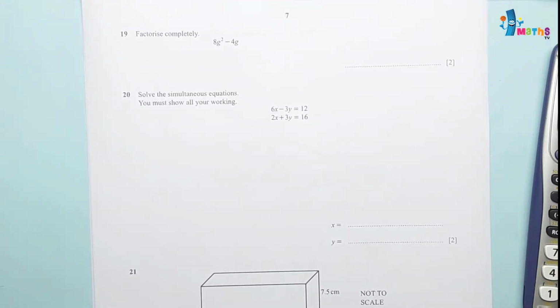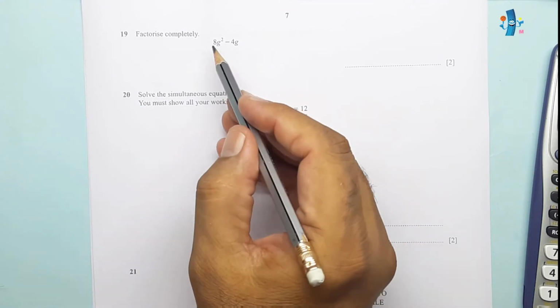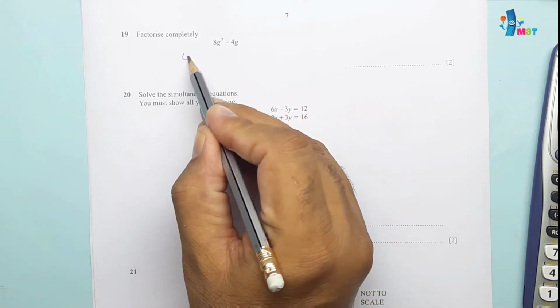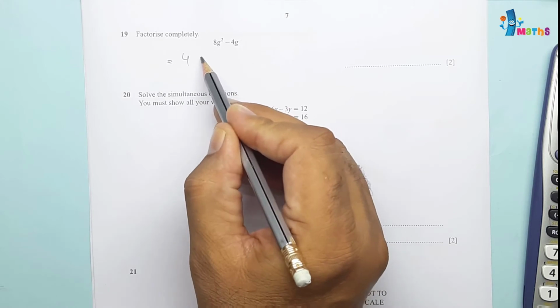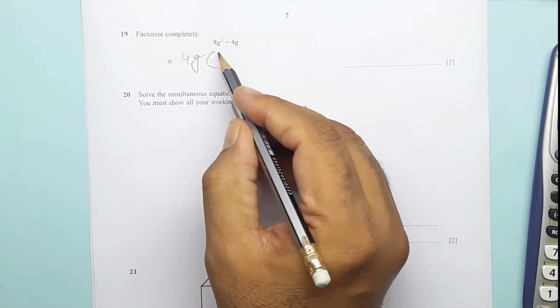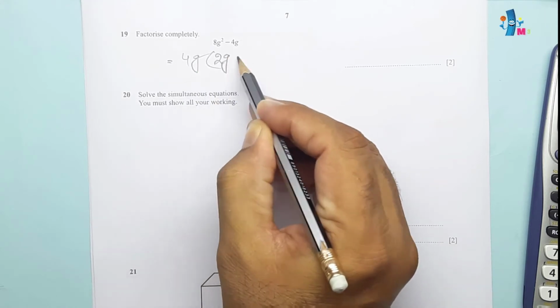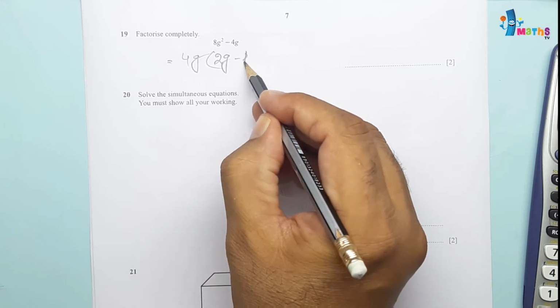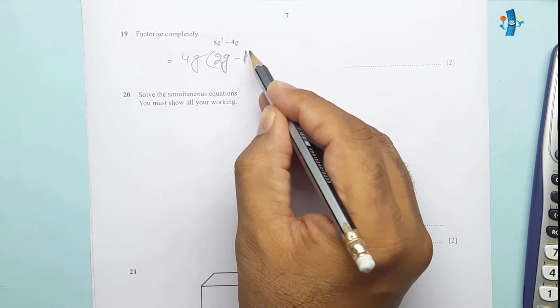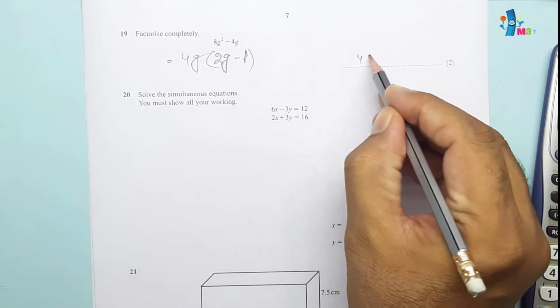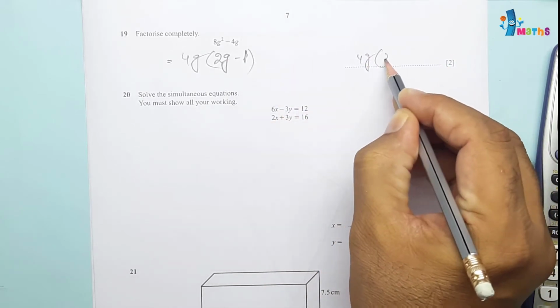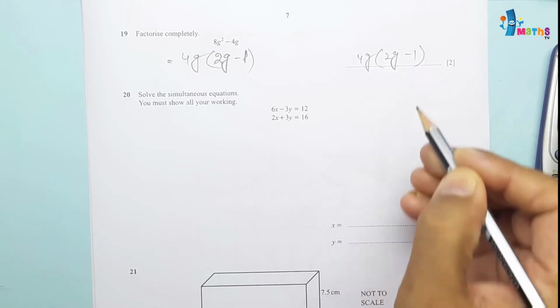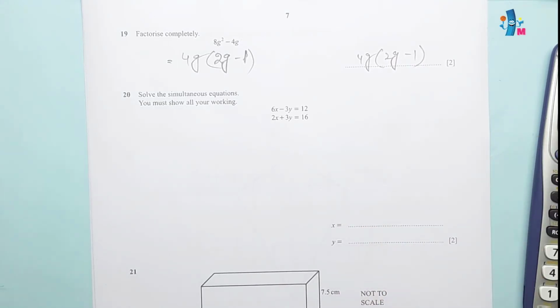Next, question number 19. Factorize completely. Check what is common in both. So 4 is common in both, and g is also common in both. Inside remaining will be 2g minus 1. 4g is gone out, so 2g minus 1. So answer will be 4g, inside will be 2g minus 1. This will be our answer. Question number 20 is simultaneous equation.